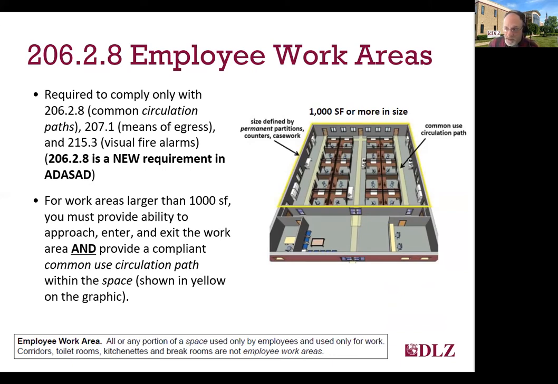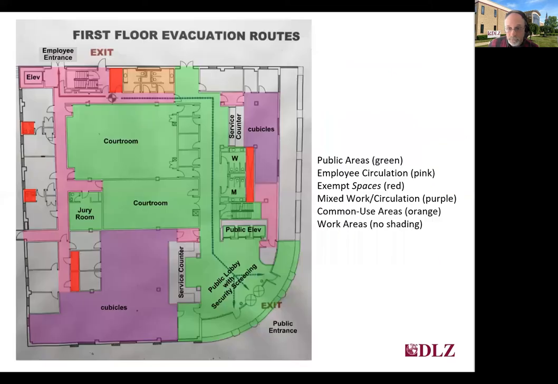These types of spaces could be, again, an office space with cubicles or multiple desks, or it could be like a large machine shop or something where everyone has a station where they're working and would still have the need to be able to circulate among that space if it's larger than 1,000 square feet.